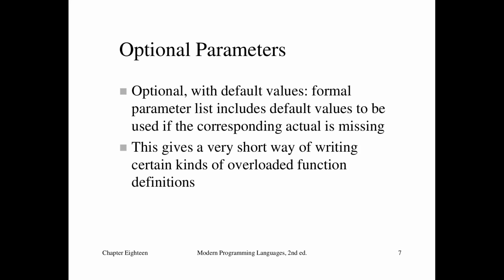Another issue is that you can have optional parameters. So basically, optional parameters, it's not that you can just define the method to not have, or the call on the method to just not have values. Rather, what you do is you provide default values in the formal parameter list to be used if the corresponding actual parameter is missing.